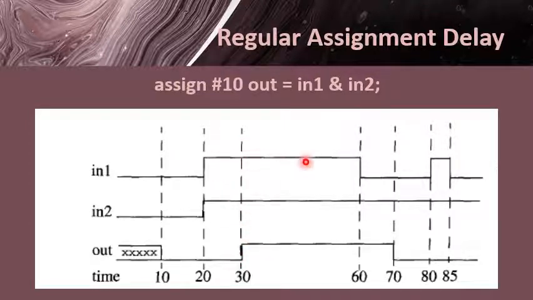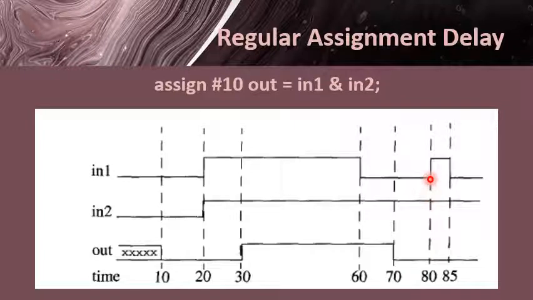Again there is no change in the input till time equal to 60 units. So till then the value of out will be retained as 1, and at 60 in1 becomes 0, in2 is 1 itself. So 0 and 1 is 0, but this will be computed only after 10 time units. So 60 plus 10, at 70, it will look at the values on in1 and in2. One is 0, the other one is 1. So 0 and 1 is 0. So it will go on.